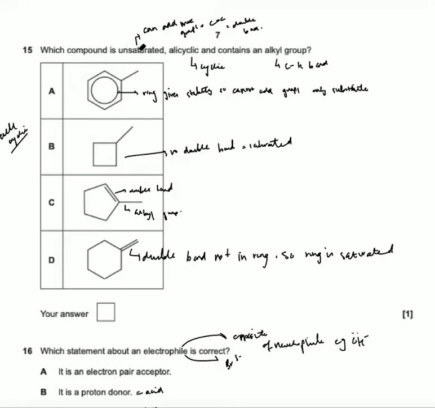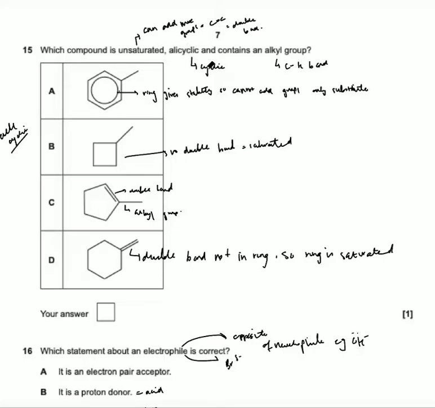Which compound is unsaturated, alicyclic, and contains an alkyl group? Right. Before we go through the answers, let's just state what each of these are. Unsaturated means we can add more groups, not substitute groups. When you substitute a group, that doesn't mean that the compound is unsaturated. Unsaturated means you have the ability to add another group without taking out other groups already present in the compound, meaning that we need double carbon bonds because double carbon bonds will allow you to break that bond and add groups. And so we're looking for a double carbon bond here.